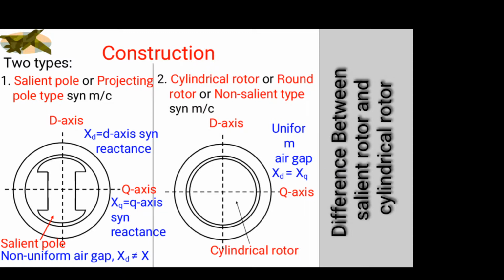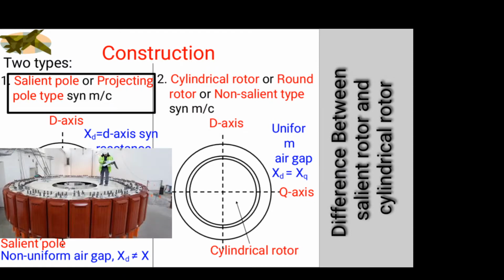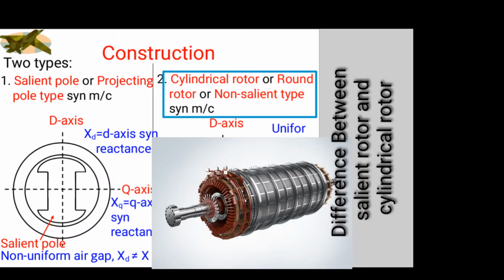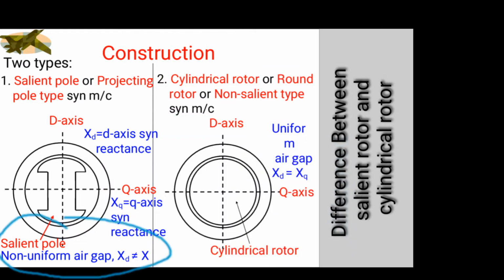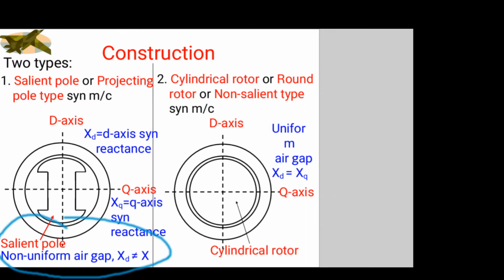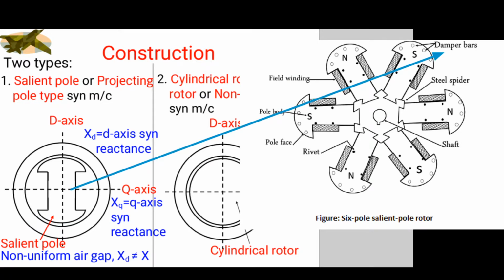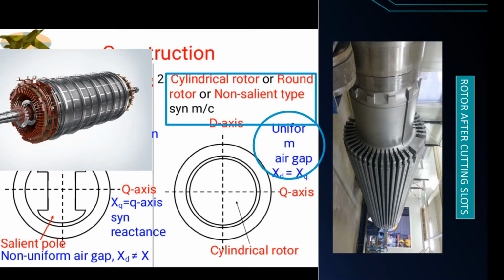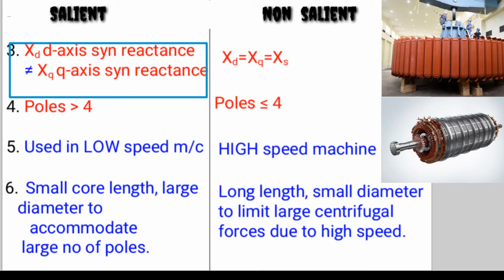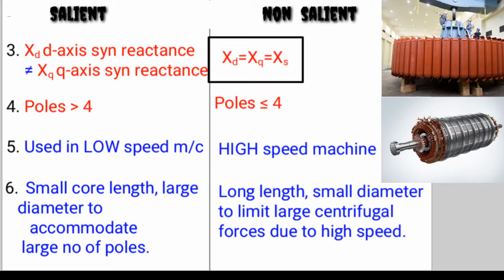Now the difference between salient rotor and cylindrical rotor. Salient means projected pole, while cylindrical is cylinder form. In salient or projecting pole type, there is a non-uniform air gap and non-sinusoidal flux cutting, so damper winding is used, while in non-salient it is uniform, so there is smooth flux cutting. In salient, X_d is not equal to X_q synchronous reactance, while in non-salient it is equal.